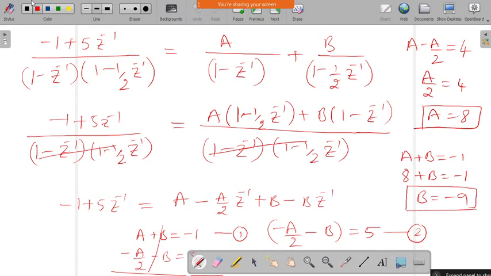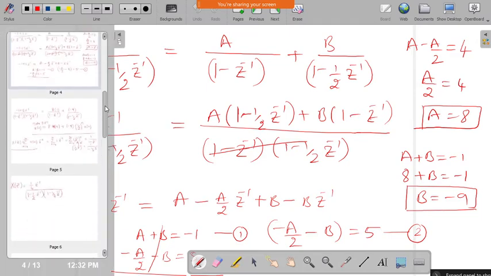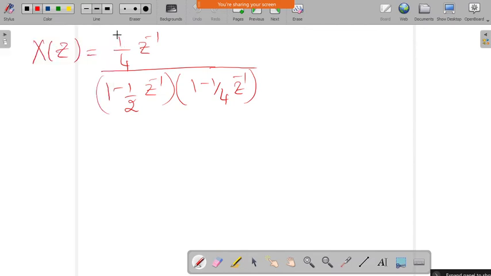Have you done the problem? Anybody got the answer? What are the coefficients, A and B values? Sir, A is equal to 1. Okay. B is equal to -1, sir. Yeah. Okay, fine. A equal to 1, B equal to -1. That is fine. What is the inverse transform, x of n?